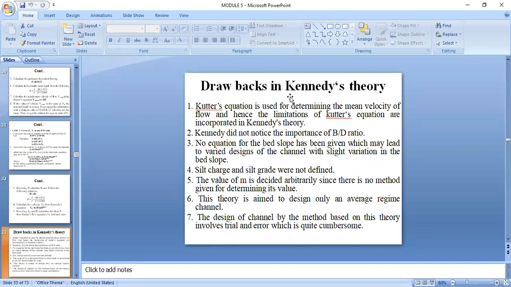So these are some of the drawbacks in Kennedy's method of channel design. That is, the limitations of Kutter's equation have been incorporated here, and it did not give importance to the B by D ratio, and there is no equation available to find the longitudinal bed slope of the canal, and silt load and silt grade are not properly defined, and the value of critical velocity ratio is arbitrarily considered.